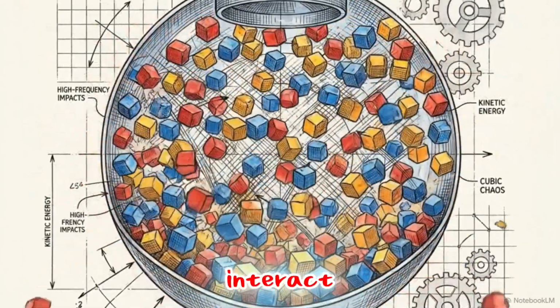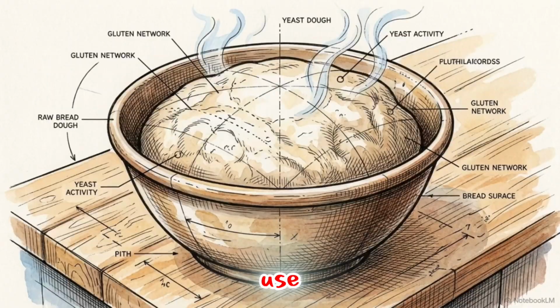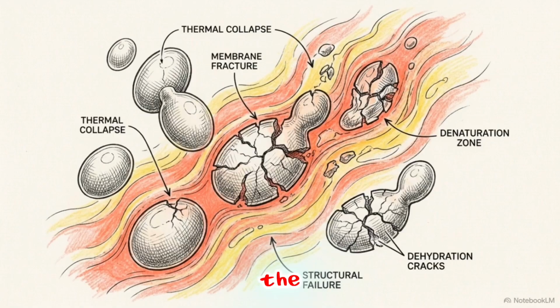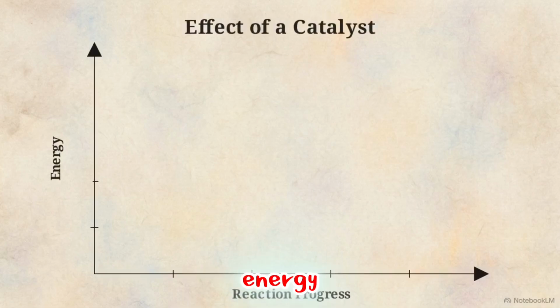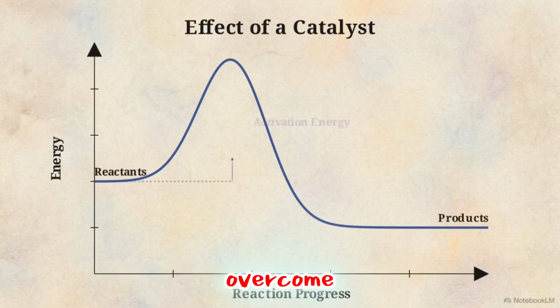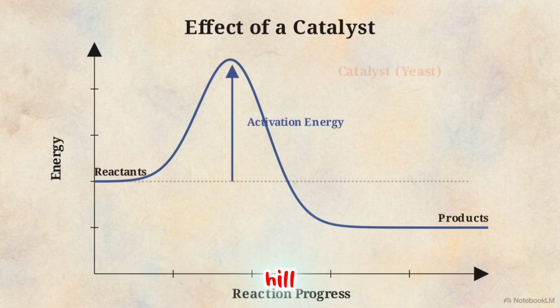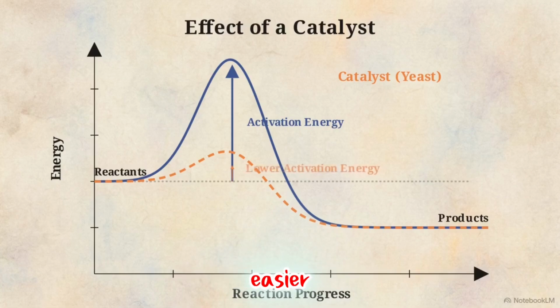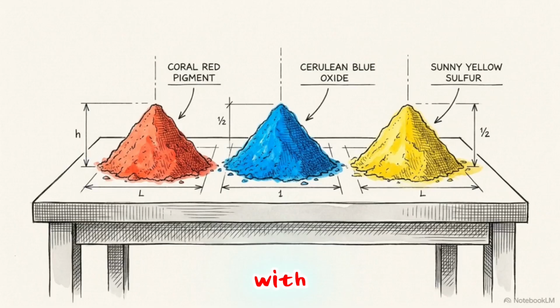microscopic building blocks interact. Sometimes you cannot use intense heat to force a reaction, like when you are waiting for bread dough to rise. Too much heat would simply kill the yeast. This chart shows the energy barrier a reaction has to overcome, represented by this tall hill. A catalyst, like yeast, speeds up the process by providing an easier path, this much smaller hill, which requires far less starting energy.